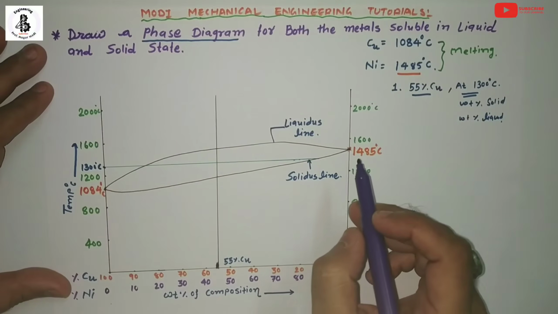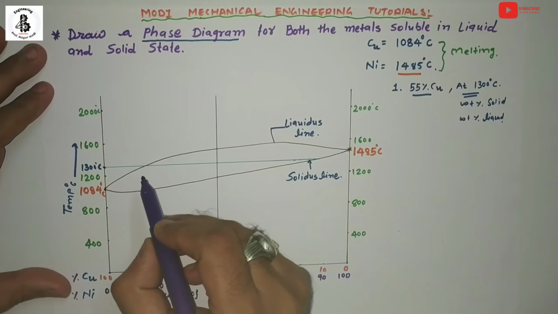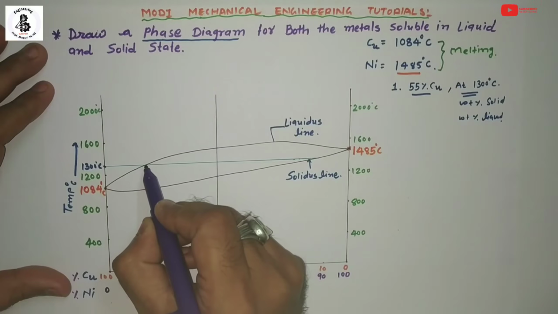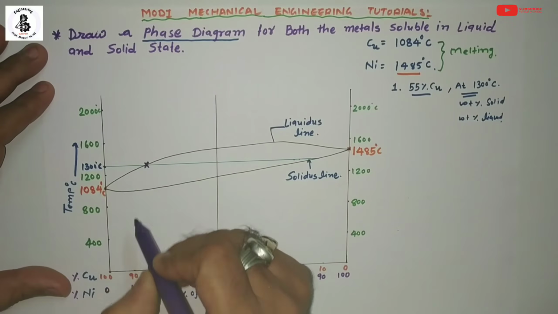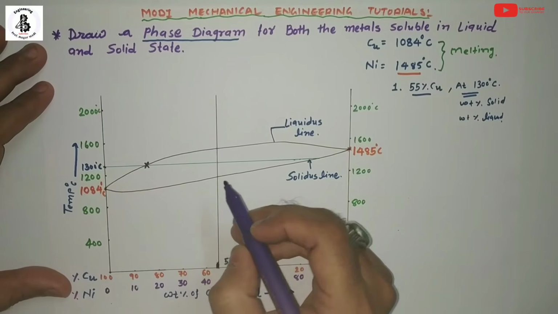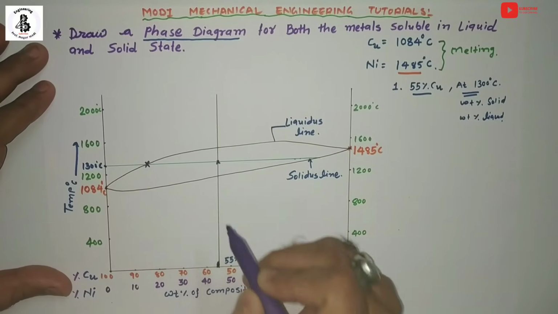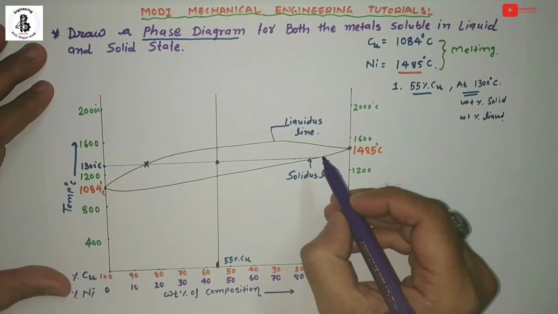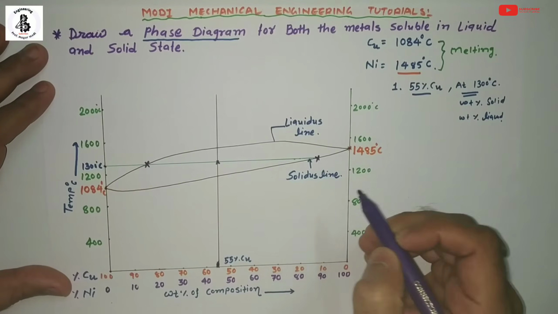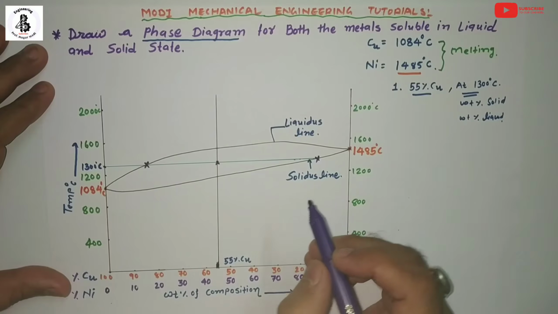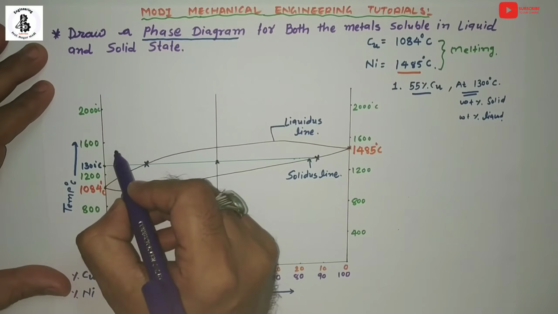The temperature line, or you can say the horizontal line, will intersect the liquidus line. So that will make one intersecting point. Second, it will intersect with the composition line, here. And third, it will intersect with the solidus line. So this line will be known as a tie line. So you can note that down.